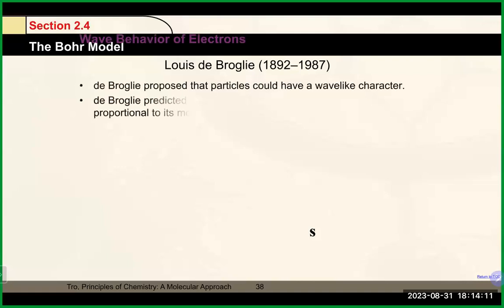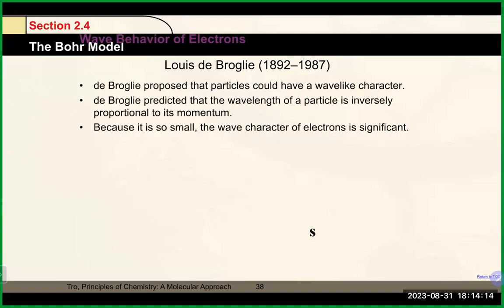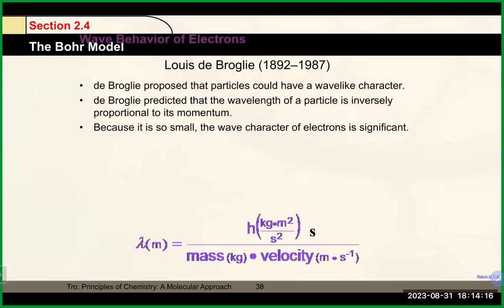All right. So let's talk about some other behaviors of waves and electrons. Another important idea falls back to this dual nature we've been talking about, of waves having particle-like functions and particles like electrons having wave-like functions. This is de Broglie. De Broglie proposed that particles could have a wave-like character, and that the wavelength of a particle is inversely proportional to its momentum. Because electrons are so small, their wave character is significant.